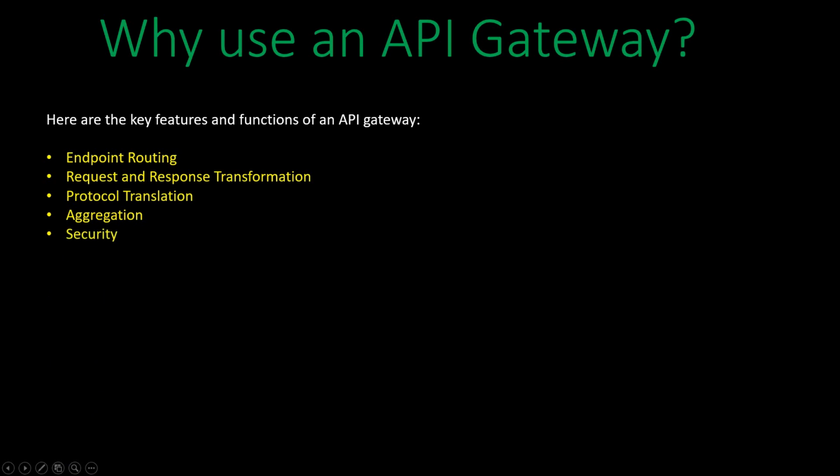Security is an important feature. API Gateway handles security concerns including authentication and authorization. They can enforce access control, validate API keys, and integrate with identity providers.